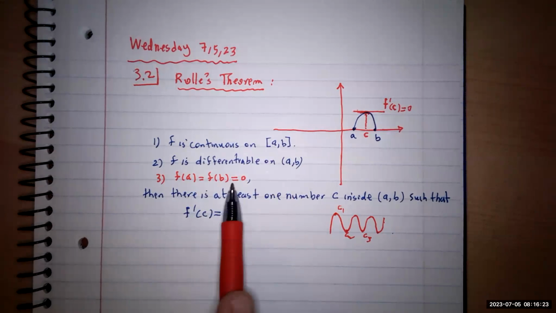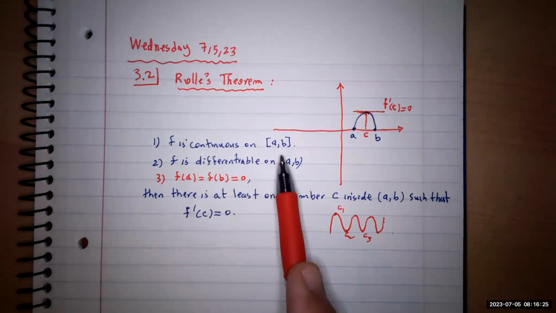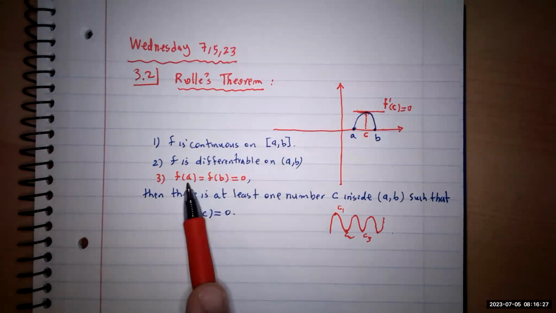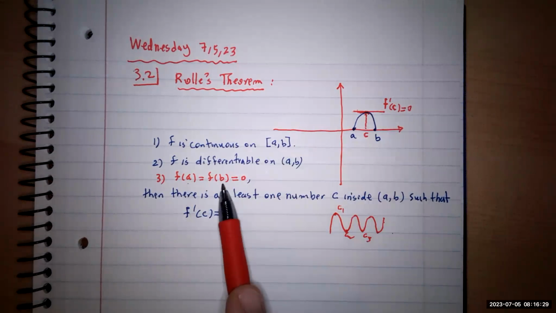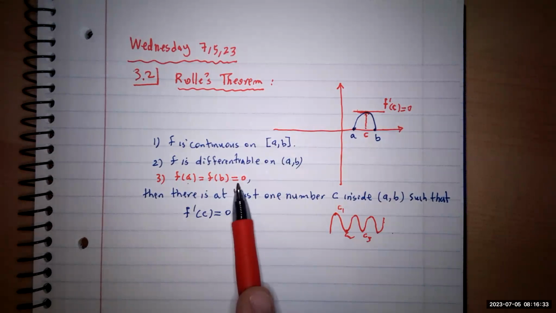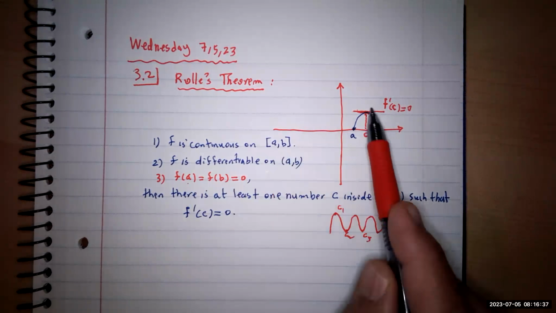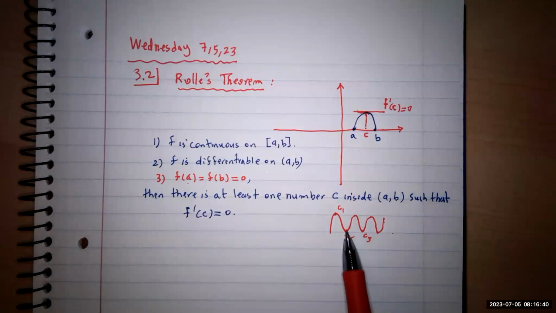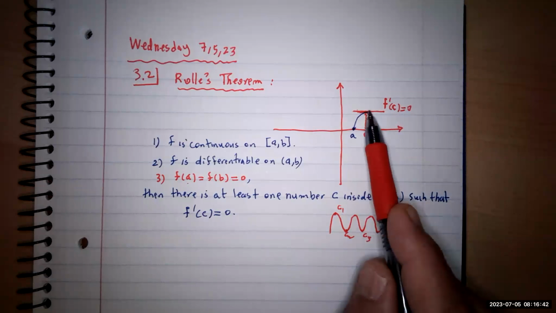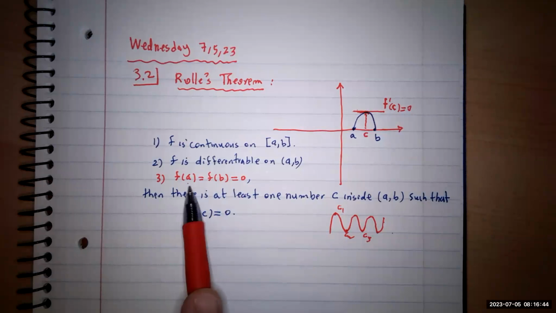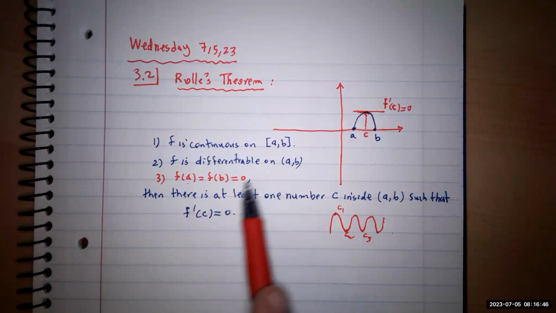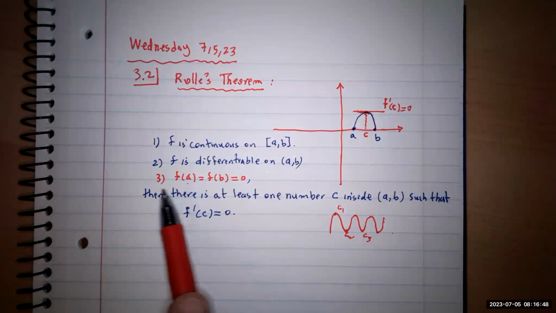And this condition at the end would guarantee that C cannot be f of A and cannot be f of B, because we imposed the condition that this would be 0. So there is a C in this interval where you get a maximum or you get a minimum. Okay, that C cannot be at A or B. Otherwise, your function must be f of x equal to 0 all the time.